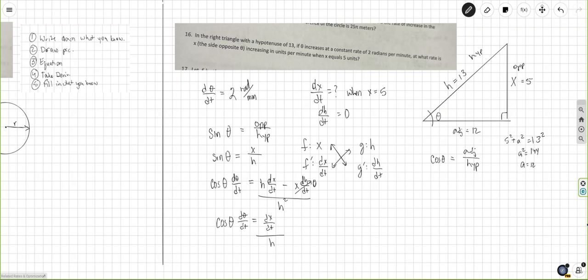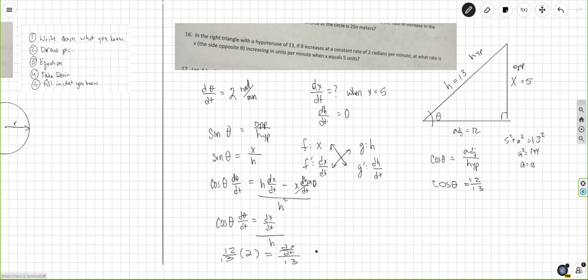So your cosine of theta should then be your adjacent, which is 12, over your hypotenuse, which is 13. All right, so that gives you your cosine. Now we can fill in everything we know. Cosine of theta is 12 over 13. Your d theta/dt is 2. Your dx/dt is what you're looking for. And your h is 13.